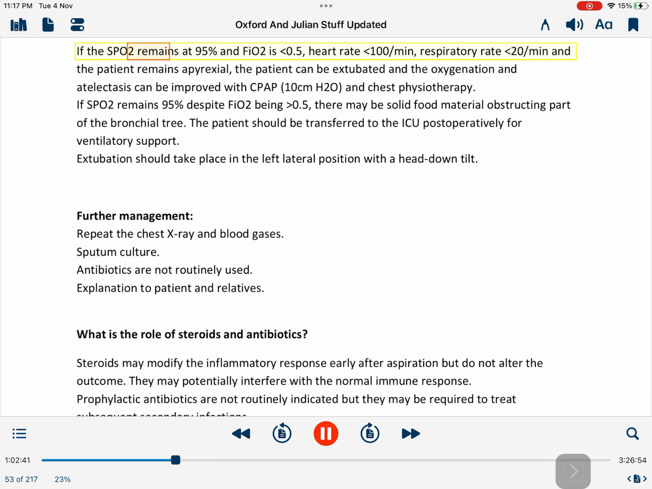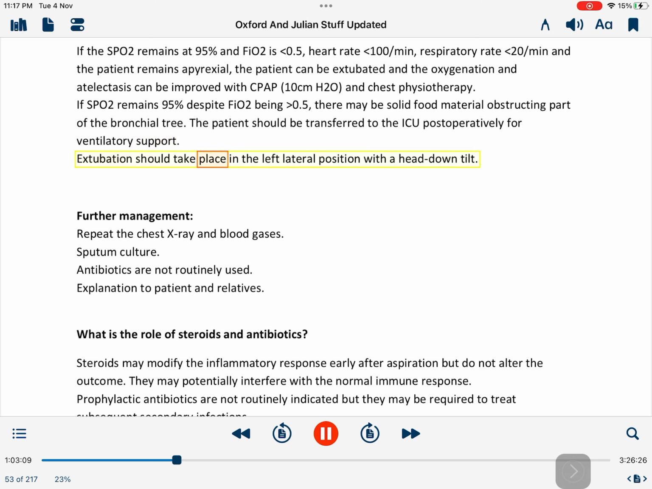If the SpO2 remains at 95% and FiO2 is less than 0.5, heart rate 100/min, respiratory rate 20/min, and the patient remains apyrexial, the patient can be extubated and the oxygenation and atelectasis can be improved with CPAP and chest physiotherapy. If SpO2 remains below 95% despite FiO2 being 0.5, there may be solid food material obstructing part of the bronchial tree. The patient should be transferred to the ICU post-operatively for ventilatory support.